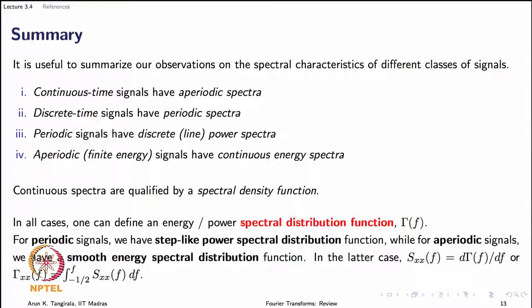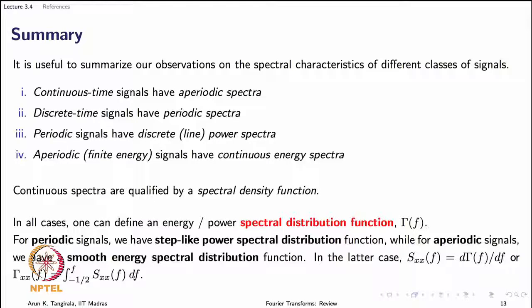So, just to summarize now, all the 4 different transforms that we have looked at. The first observation is that continuous time signals have aperiodic spectra, as I had mentioned early on in this module, whereas discrete time signals have periodic spectra. Regardless of whether the discrete time signal is periodic or aperiodic, they have periodic spectra. And likewise for the continuous time case, regardless of whether this continuous time signal is periodic or not, the spectrum is aperiodic.